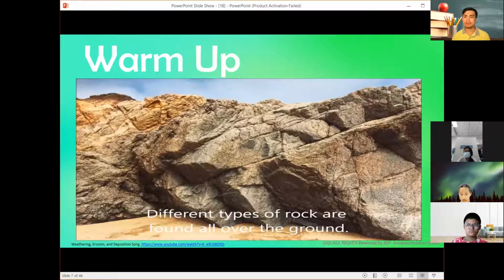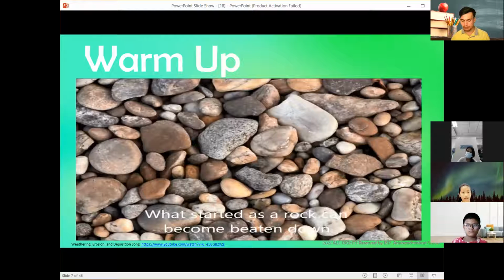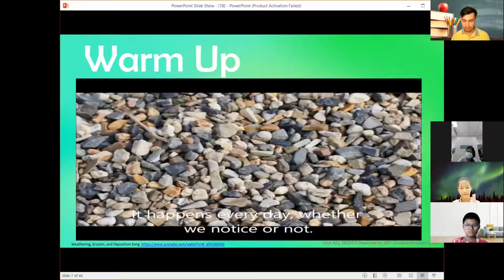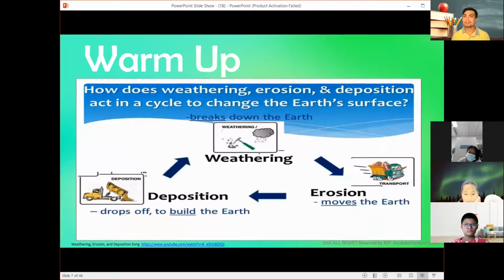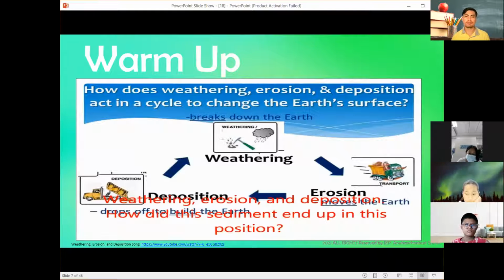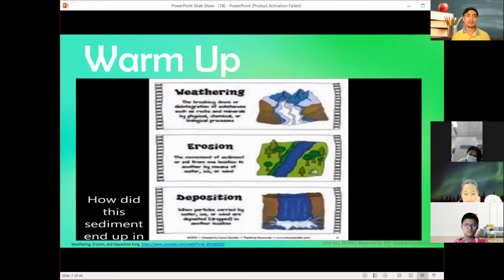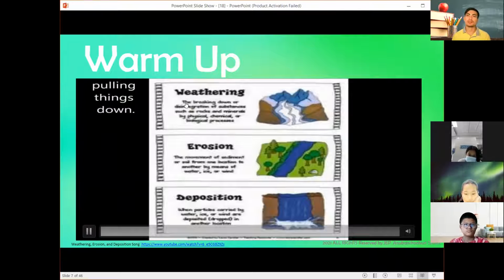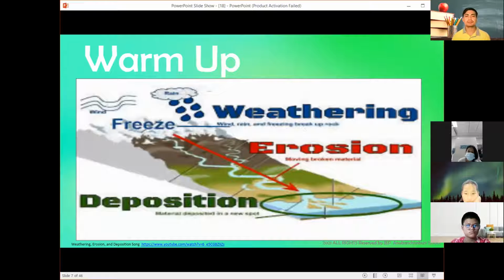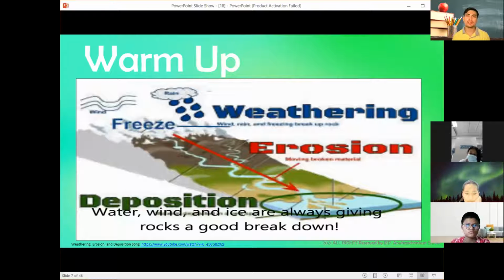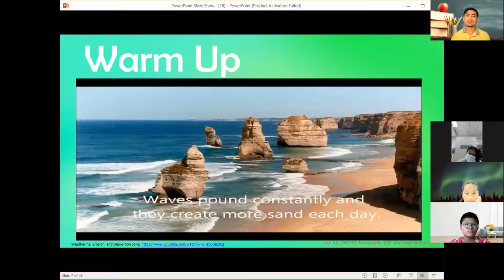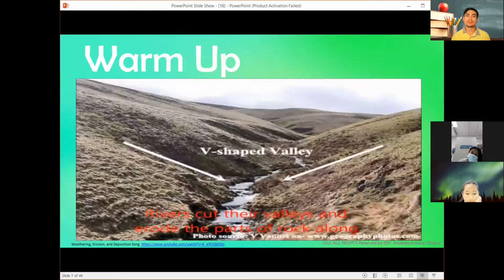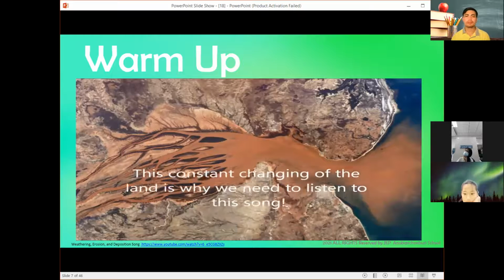Different types of rock are found all over the ground. What started as a rock can become beaten down. It happens every day, whether we notice or not. Because it happens slowly, the rock cycle is an afterthought. Weathering, erosion, and deposition. How did this sediment end up in this position? The force of gravity is always pulling things down. Water, wind, and ice are always giving rocks a good breakdown. Rain beats down on surfaces and weathers parts away. Waves pound constantly and they create more sand each day. Rivers cut their valleys and erode the parts of rock along. This constant changing of the land is why we need to listen to this song.